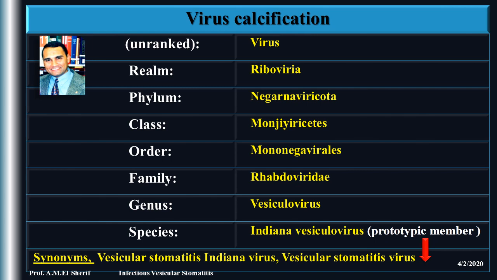Vesicular stomatitis virus is a bullet-shaped RNA virus. It is found only in the Western Hemisphere. There are many different types found around the world, but the New Jersey and Indiana types predominate in the Americas.